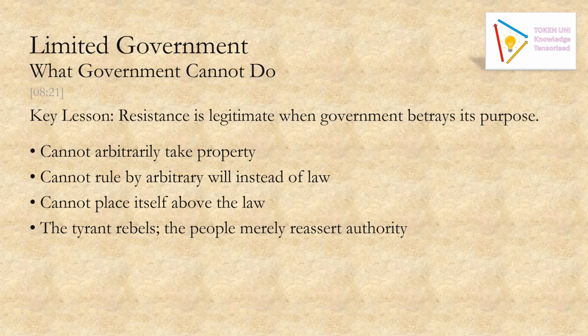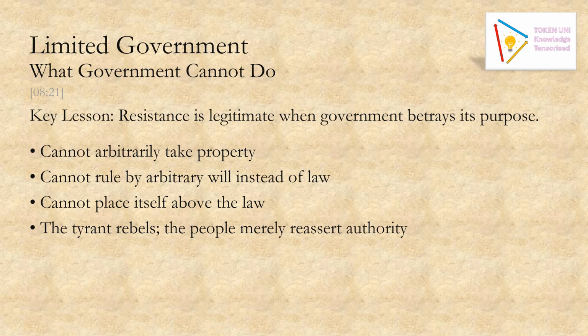And this means resistance is possible when government systematically violates its trust, when it becomes destructive of the ends for which it was established. The people may alter or abolish it. This is not rebellion. Rebellion is the government's act when it rebels against its own purpose. The people merely reassert the authority that was always there.